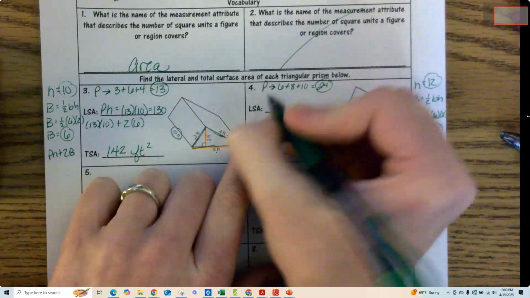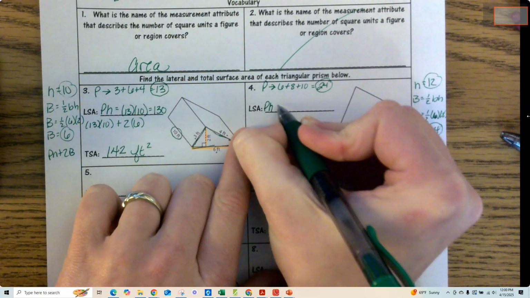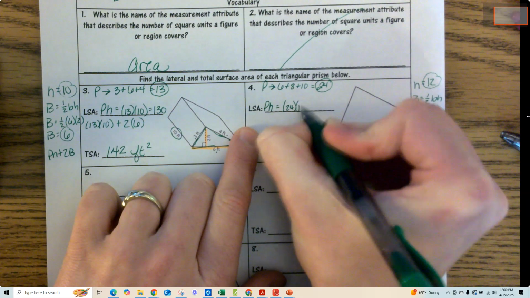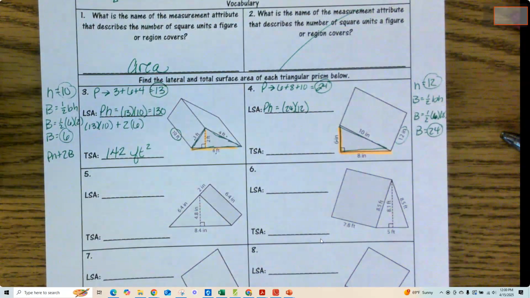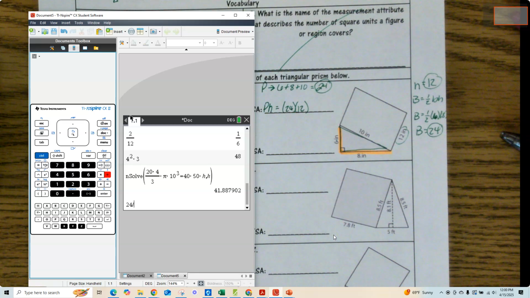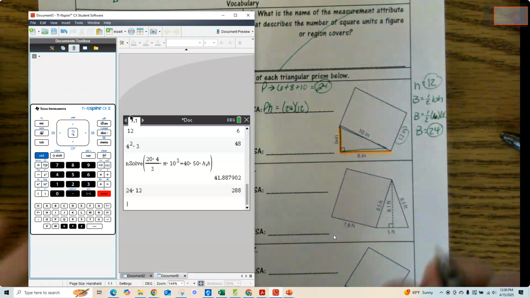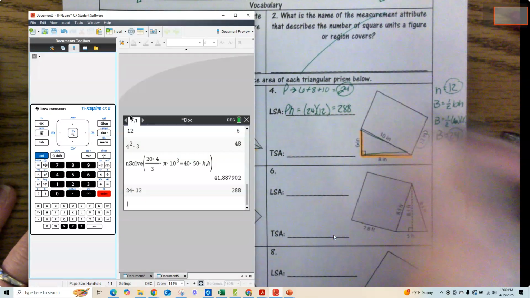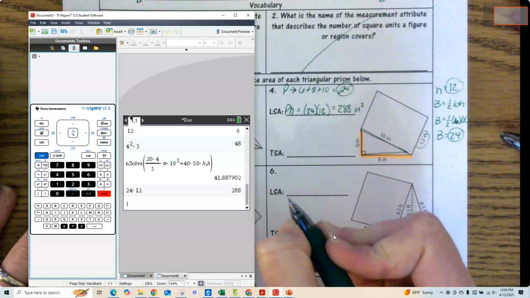All right, lateral surface area, perimeter times height. So perimeter is 24, height is 12. So 24 times 12 gives me 288. And that's going to be inches squared.